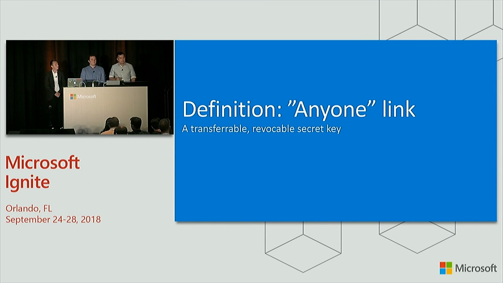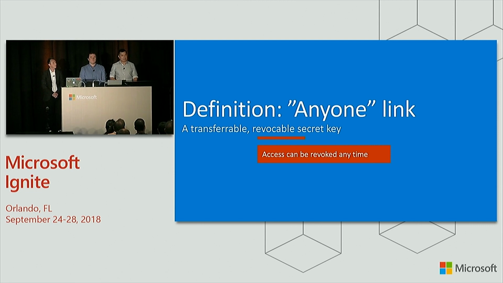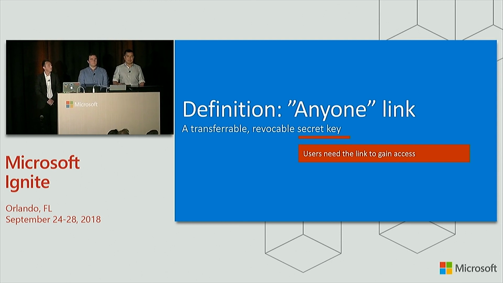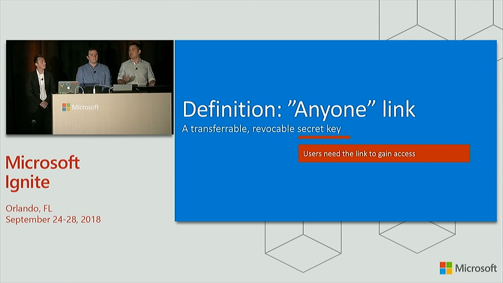An anyone link is a transferable, revocable secret key. It's transferable because it can be forwarded to others. It's revocable because I can revoke access at any time. It's one of the cool things about working in the cloud. And it's a secret key in that users need to have the key to get access. They can't just find the file or think of what the URL would be. It is really a secret.